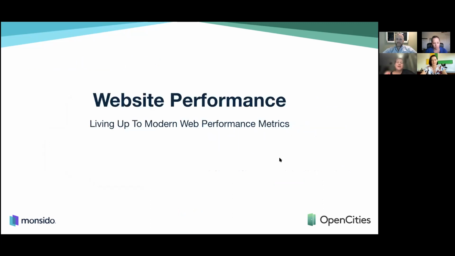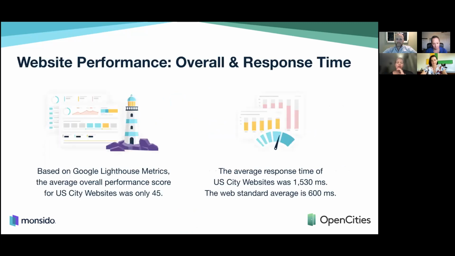Okay, and then the last topic, we've got 15 minutes left, so let's try and get through this one quick so we can open up for some good Q&A. It's just looking at website performance. So the report looked at, based on Google Lighthouse metrics, just the performance of city websites. And the score is quite low, like 45. So a lot can be done there.